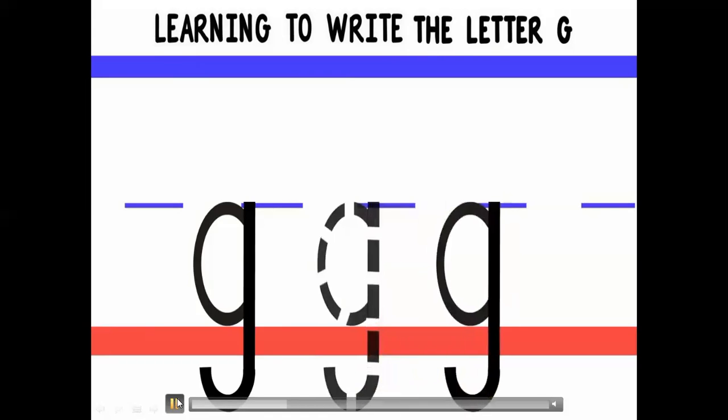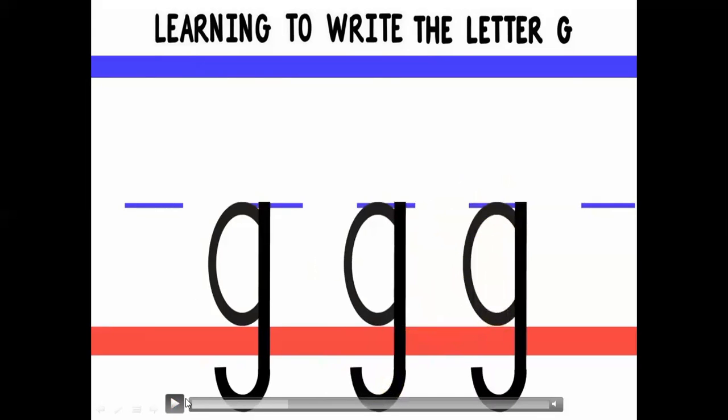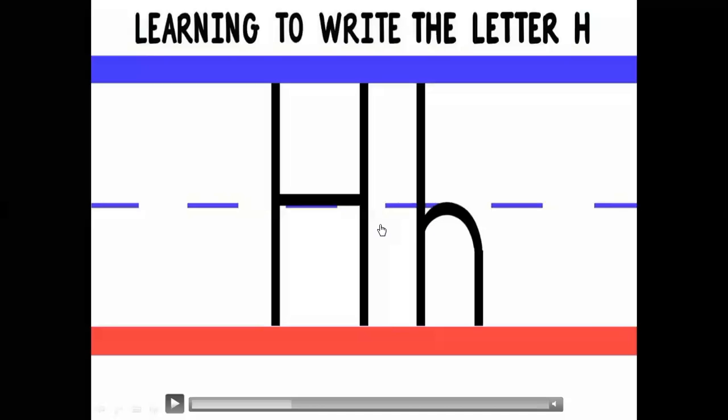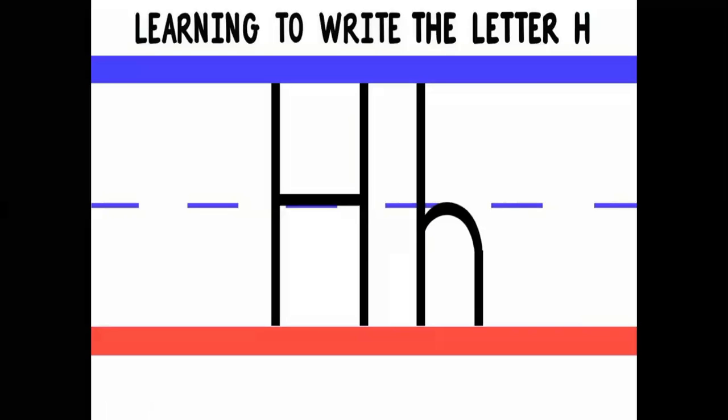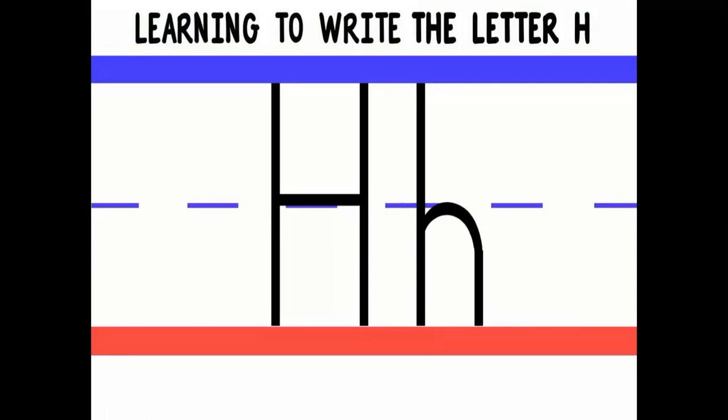Now you try. Start from the middle, draw a curve and then a straight line, and just below the bottom convert into the curve again. Understand? Dear little learners, you have learned now your capital letter G as well as the small letter G. After G, our next letter is H, and it is too simple and too easy.